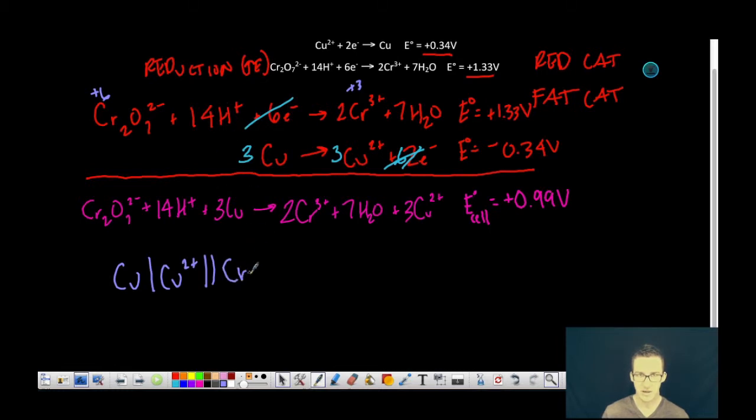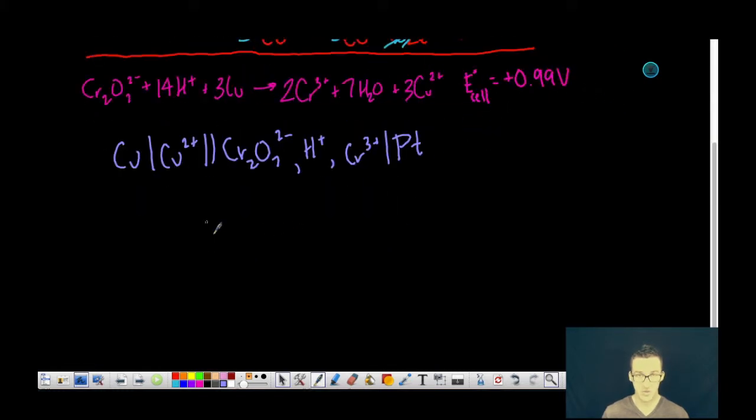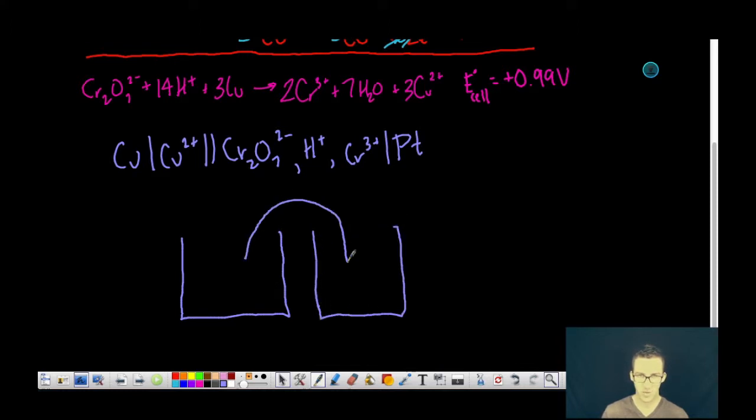So we've got Cr2O7 2 minus, the H plus, and the chromium 3 ions. Again, we need to have a solid electrode here for those electrons to flow. It's going to be a platinum electrode there. And then finally, let's draw this out in a picture format. We've got our 2 half cells here, connected by a salt bridge.